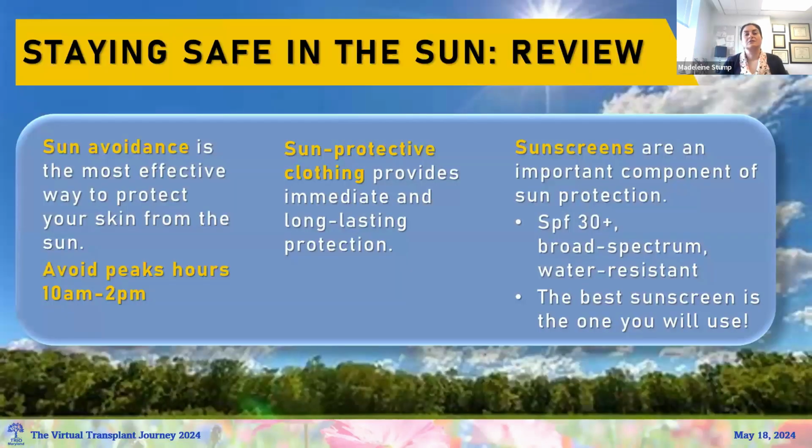Okay, so let's review staying safe in the sun. Sun avoidance is the most effective way to protect your skin from the sun. Avoid the peak times when UVB is present, and that's 12 a.m. to 2 p.m. Sun protective clothing, use that, provides immediate and long-lasting protection. Shirts and hats. Sunscreens are very important. The rule of thumb is SPF of 30 or above, broad spectrum, water resistant. Which one should you use? Pick one and use it. That's the most important thing: the one you use is the sunscreen that will work.